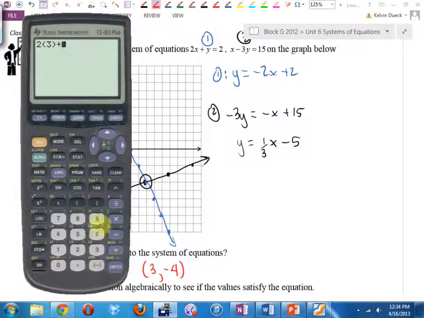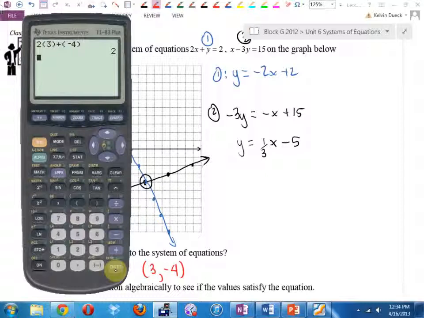2x plus y. When I hit enter, what should this equal? 2. If it doesn't, I've screwed up. Am I right on the first equation? Woohoo! Let's check the second one.